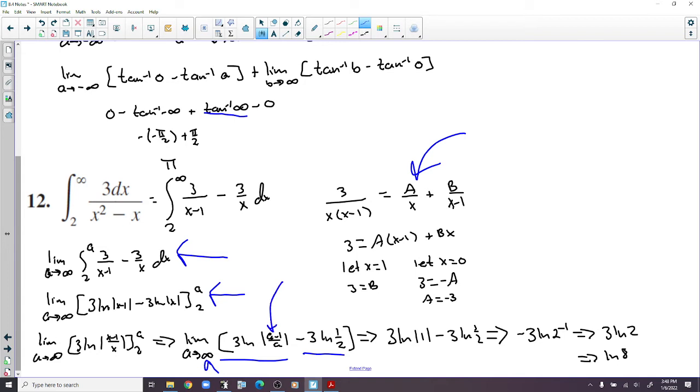It ends up being 1. So we have 3 natural log of 1, that's 0. So we end up with negative 3 natural log of 1/2, but that's 2 to the negative 1. So we bring down the negative, that makes it positive, but then we can bring the 3 up to a power. 2 to the 3rd is 8.